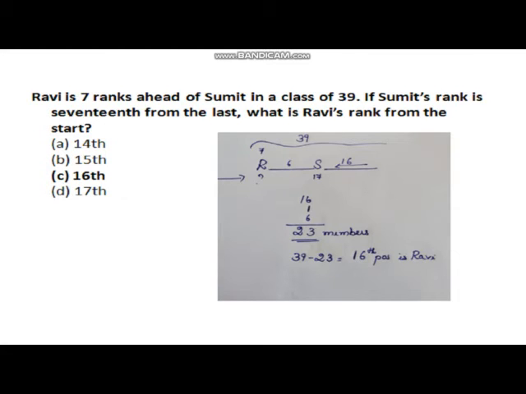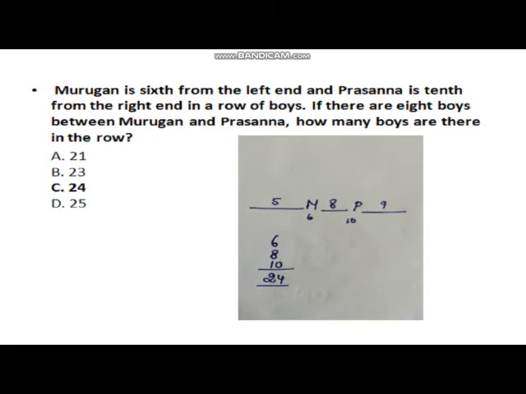Okay. Next question. Murugan is 6th from the left, which means 5 members before Murugan, and Prasanna is 10th from the right in a row of boys. So 9 persons after Prasanna from the right. If there are 8 boys between Murugan and Prasanna, so 8 in between M and P, how many boys are there in the row? So 5 plus 8 plus 9 plus Murugan plus Prasanna. Totally there are 24 members. Got my point?